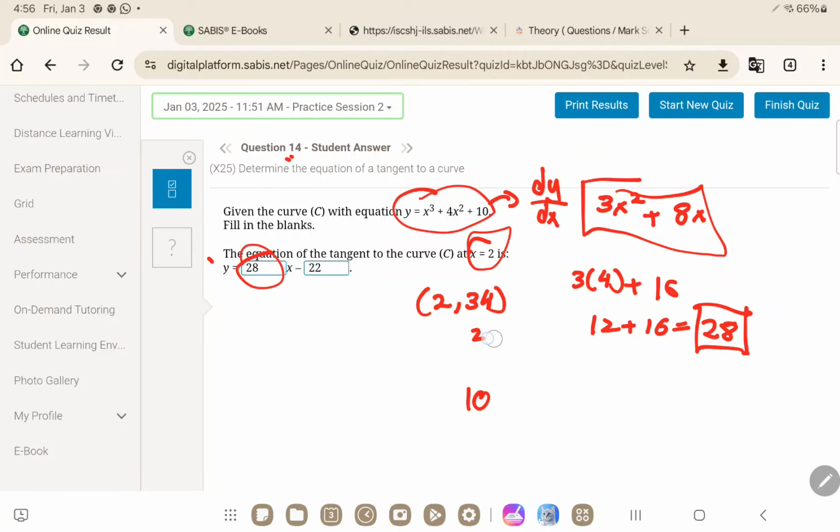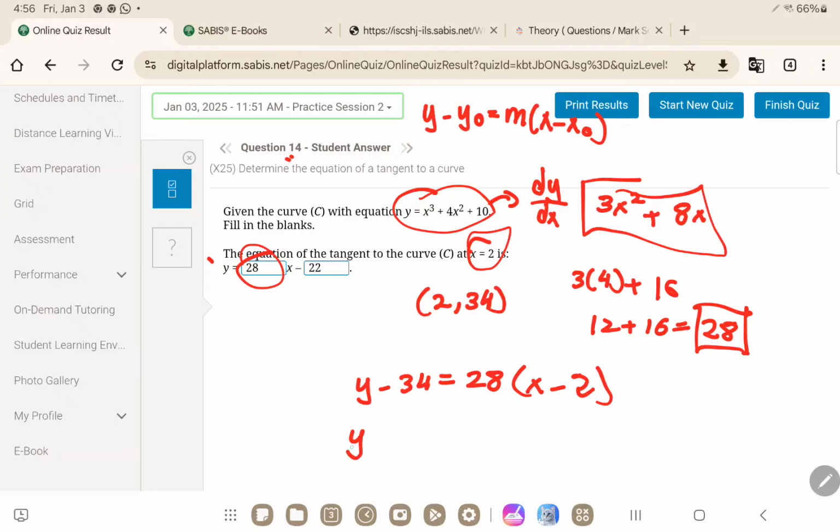Now we can get rid of our solving here, and we need to use the point slope theorem. So again, y minus y0 equals m into x minus x0. So y minus 34 equals m, which is 28, into x minus 2. So when you solve this, you get y minus 34 equals 28x minus, let me do it on my calculator, 56.